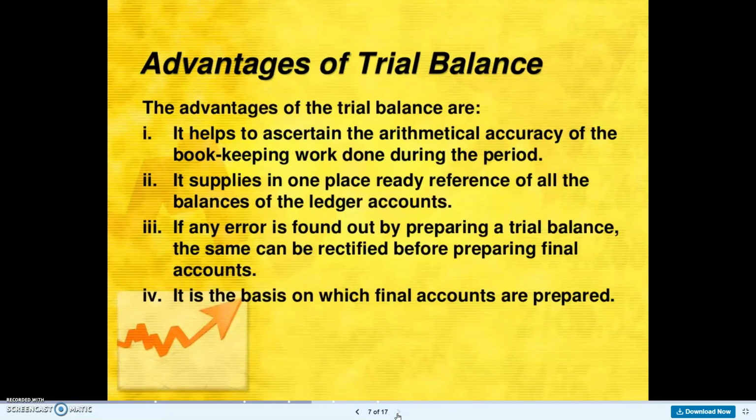Advantages of trial balance. It helps to ascertain the arithmetical accuracy of the bookkeeping work done during the period. It supplies in one place a ready reference of all the balances of the ledger accounts. If any error is found by preparing a trial balance, it can be rectified before preparing final accounts, and it is the basis on which final accounts are prepared. So basically it's talking about its objectives only here.